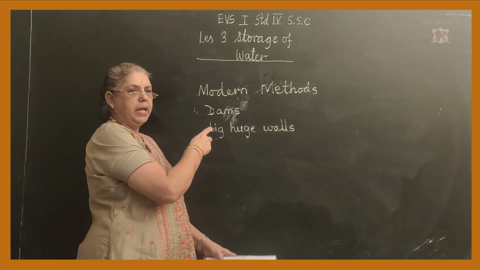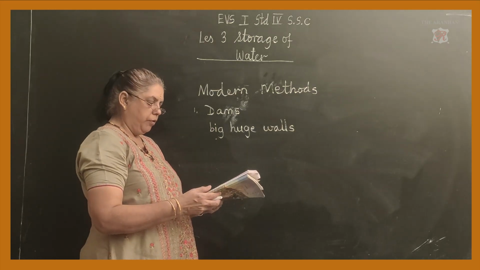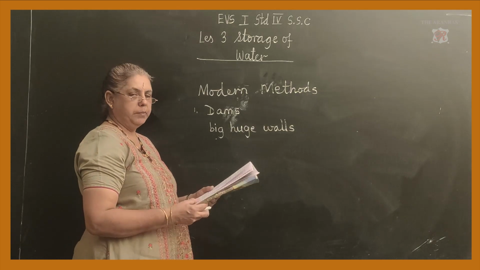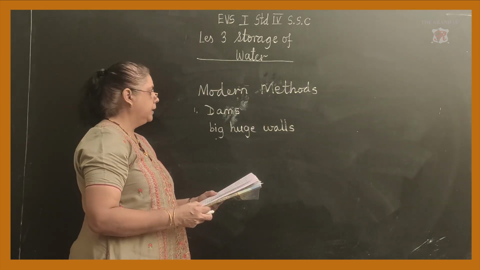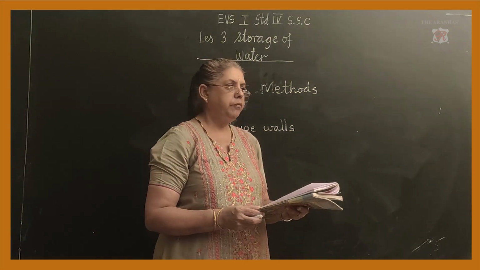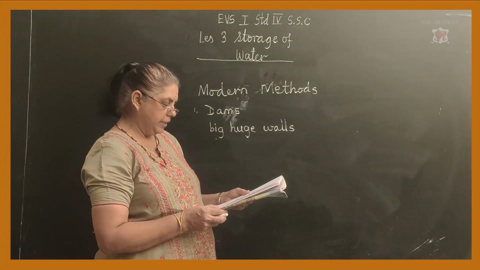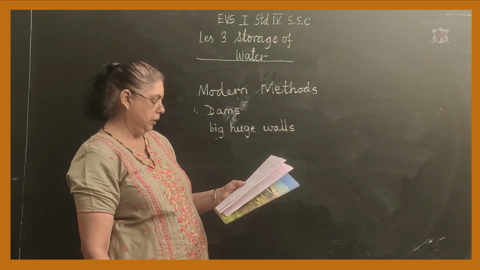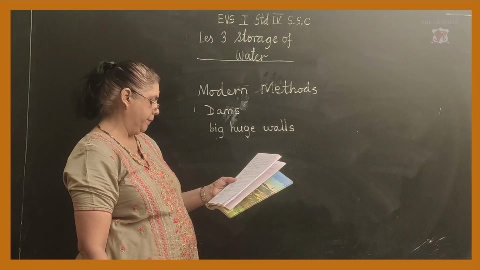And with the help of dams, farmers can get water throughout the year. Then factories also use this water all year round. We can also generate electricity. We can get electricity by using the force of water flowing out from the dams.